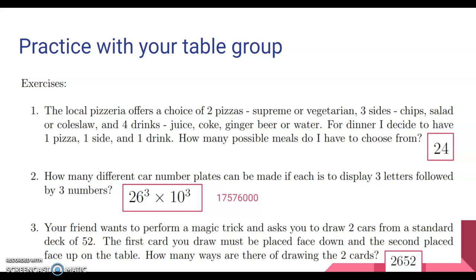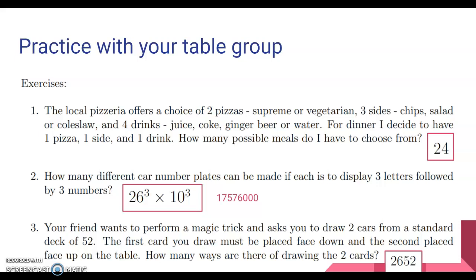Last one, your friend wants to perform a magic trick and asks you to draw 2 cards from a standard deck of 52 cards. The first card you draw must be placed face down and the second placed face up on the table. How many ways are there of drawing the 2 cards?